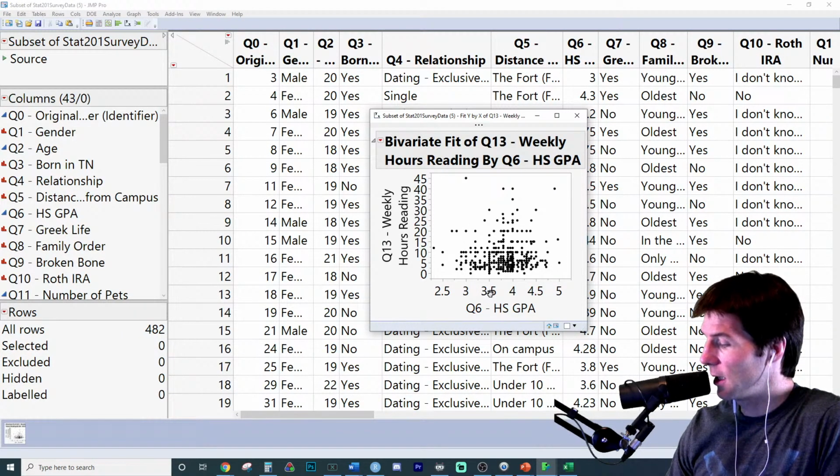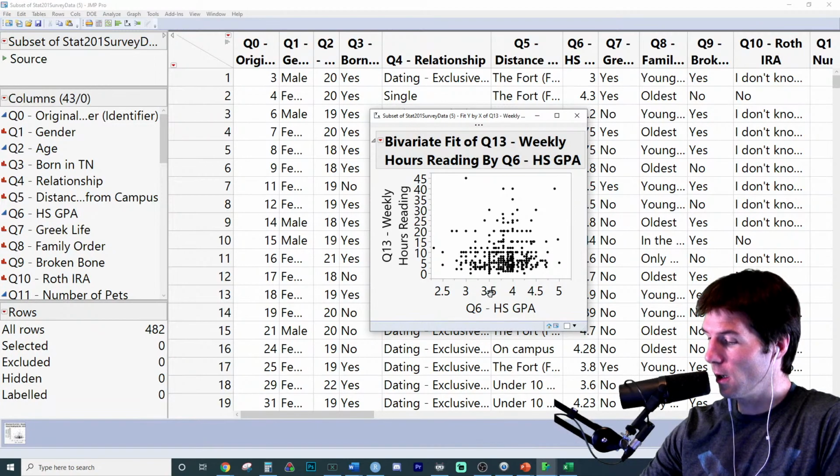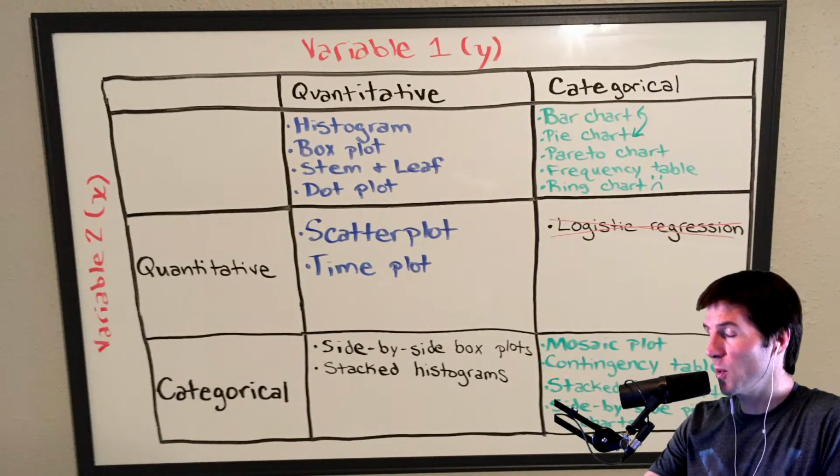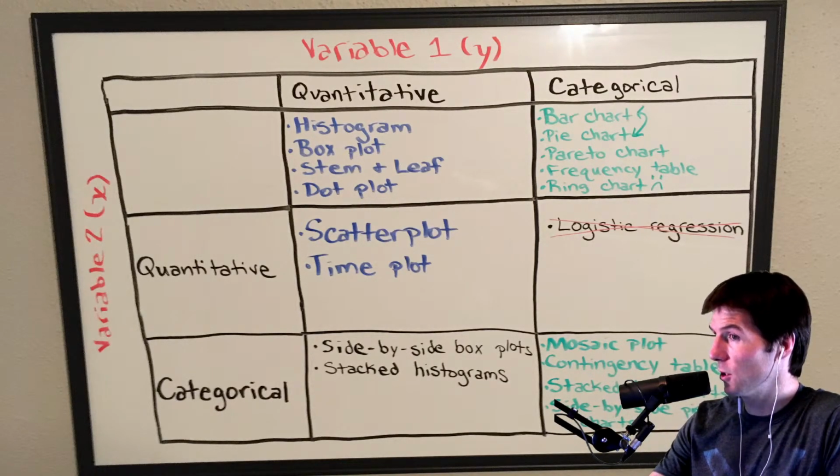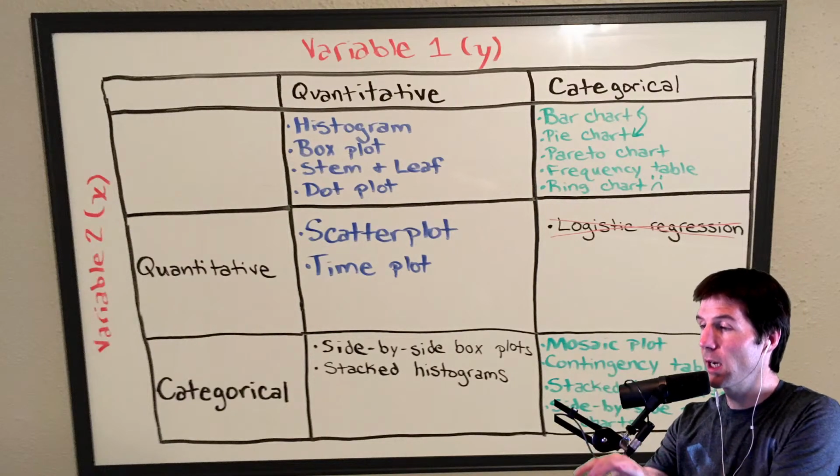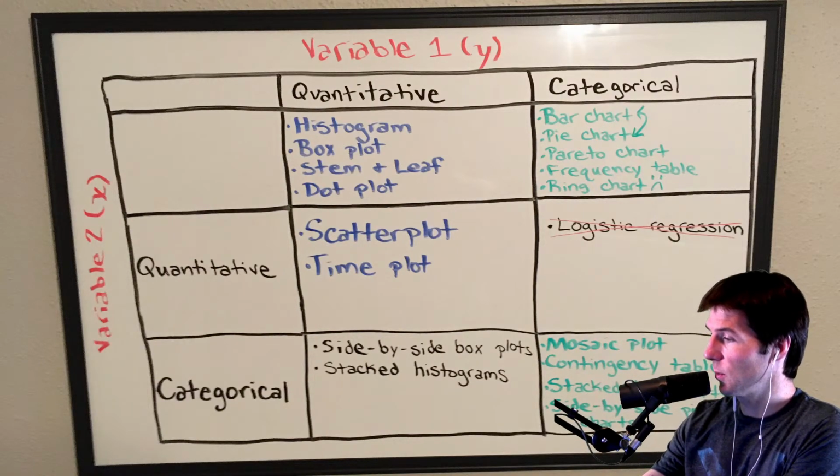A scatter plot is a bivariate visualization, we've got right here the graphic. A scatter plot is a quantitative bivariate visualization. Look where it says quantitative right there, and you'll see scatter plot in that box telling us that's what we get.